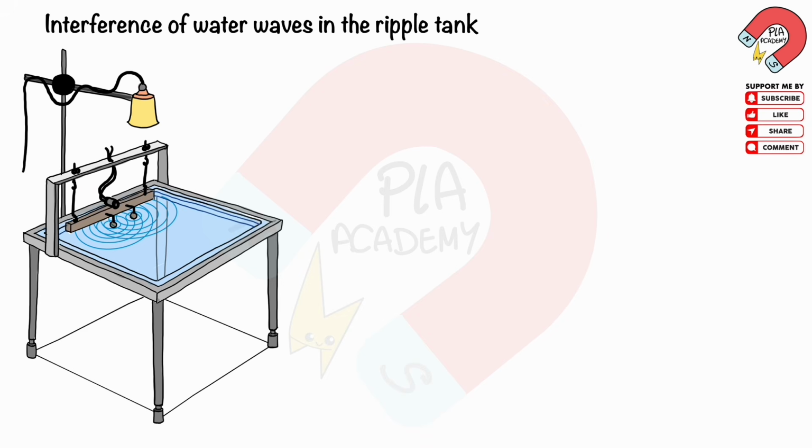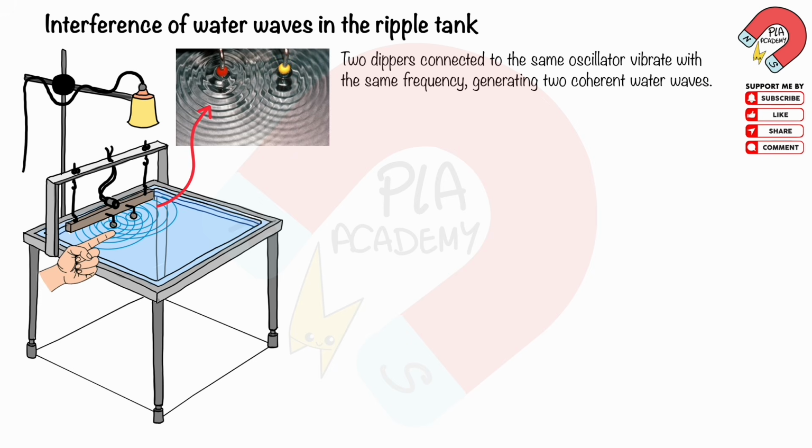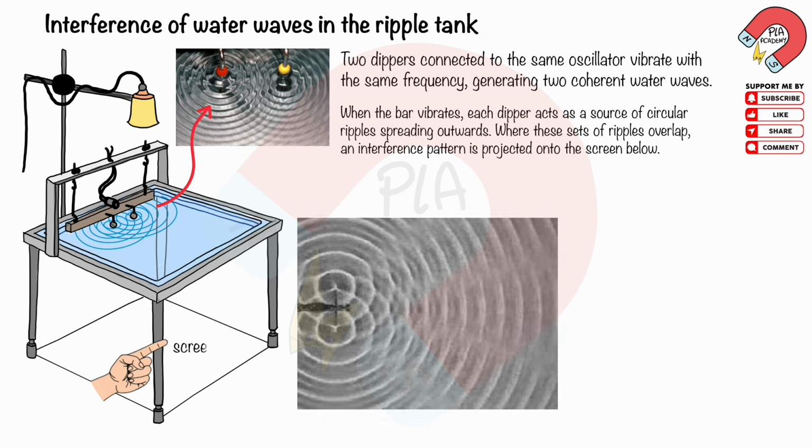To investigate the interference of water waves in the ripple tank. Two dippers connected to the same oscillator vibrate with the same frequency, generating two coherent water waves. When the bar vibrates, each dipper acts as a source of circular ripples spreading outwards. Where these sets of ripples overlap, an interference pattern is projected onto the screen below. This interference pattern is visible on the screen.